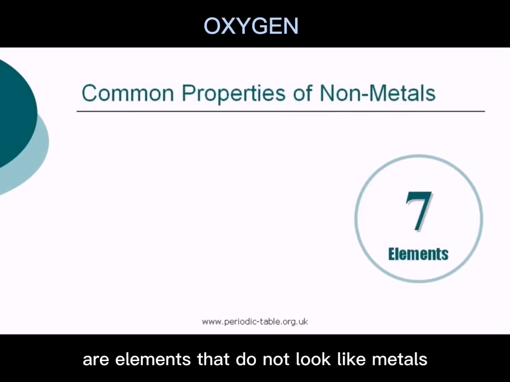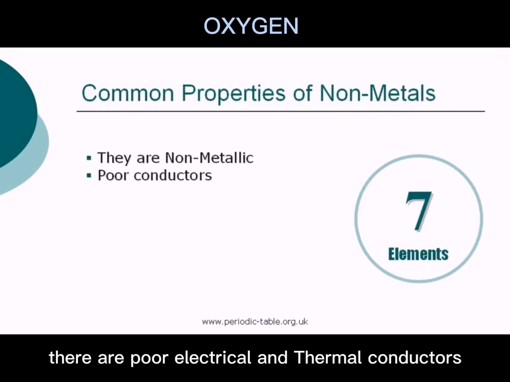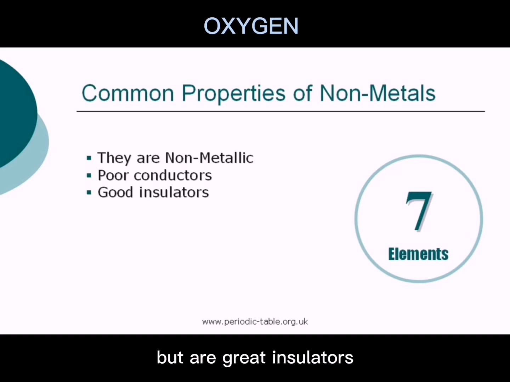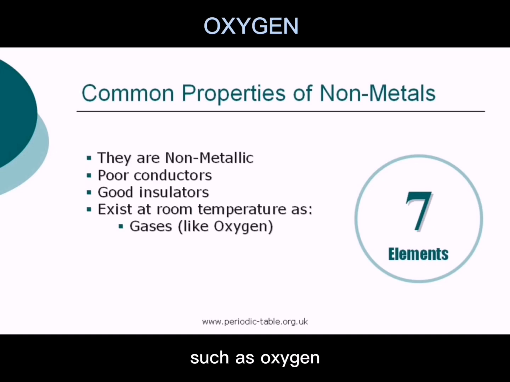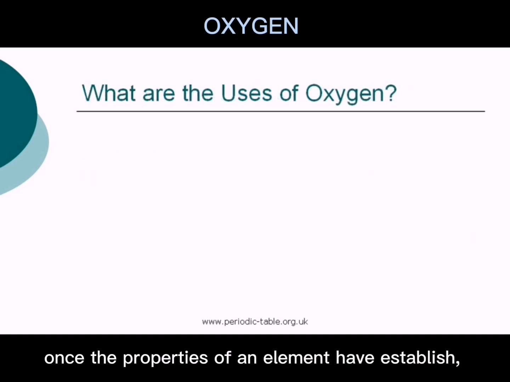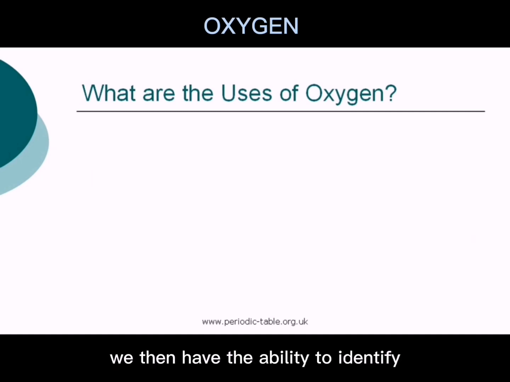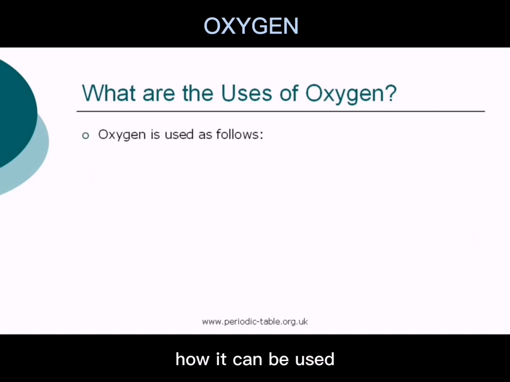The nonmetals are elements that do not look like metals. They are poor electrical and thermal conductors but are great insulators. Nonmetallic elements exist at room temperature as gases such as oxygen and also as solids such as carbon. Once the properties of an element have been established, we then have the ability to identify how it can be used.